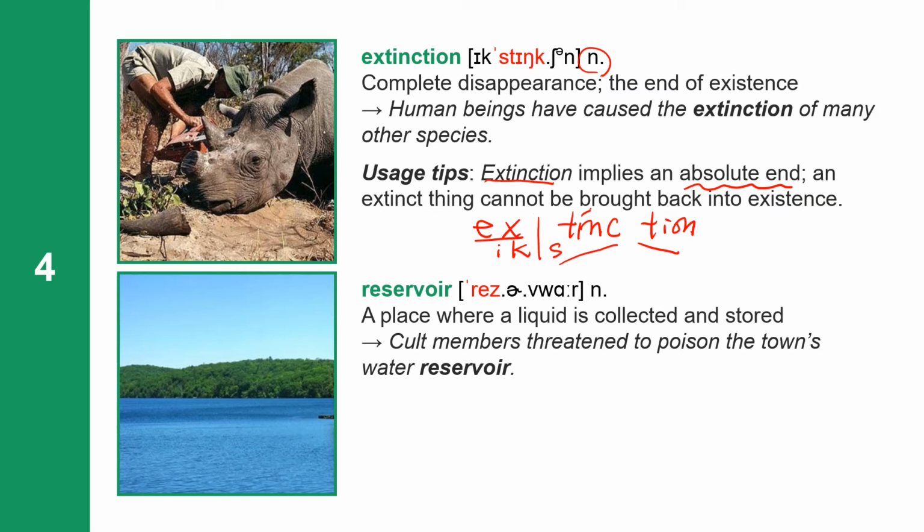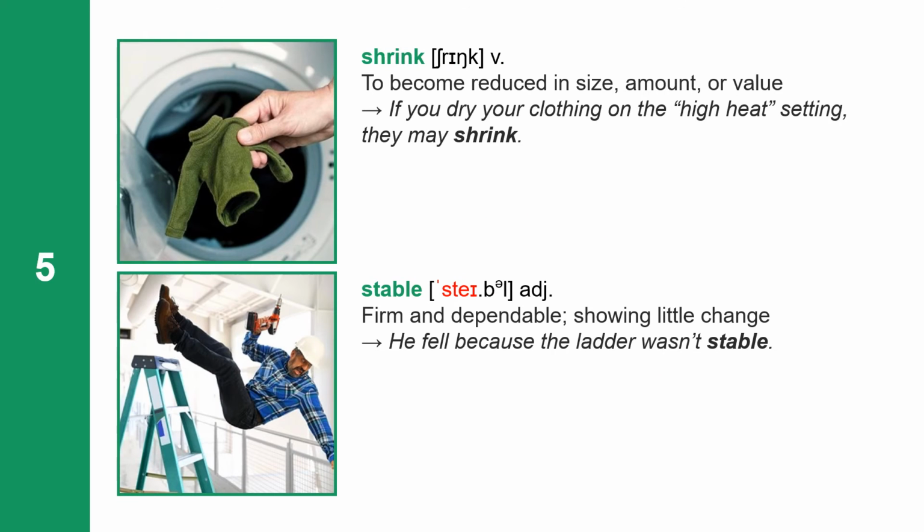Next one, reservoir. Reservoir has three syllables, R-E-S-E-R-V-O-I-R. Accent on the first syllable, reservoir. Reservoir is a noun. Reservoir is a place where a liquid is collected and stored. Cult members threatened to poison the town's water reservoir. Reservoir.